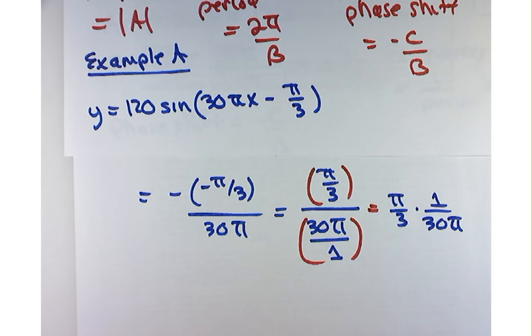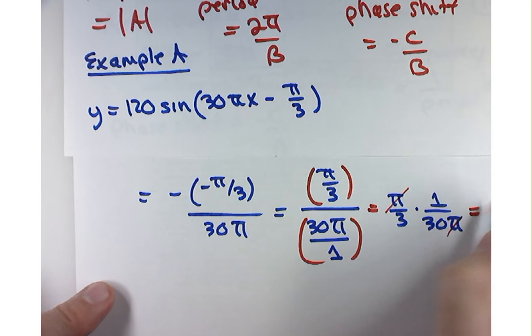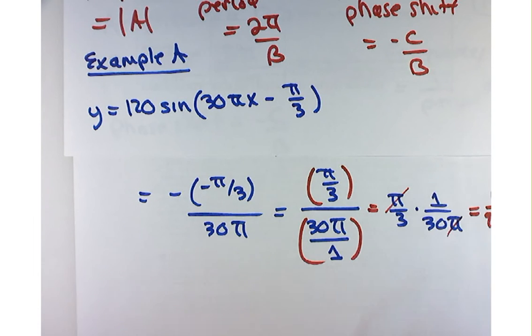And something nice happens here. Units of pi cancels itself out. And what you're going to be left with is 1 over 90.